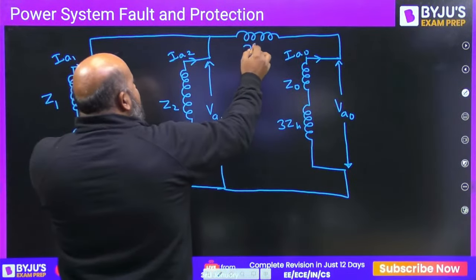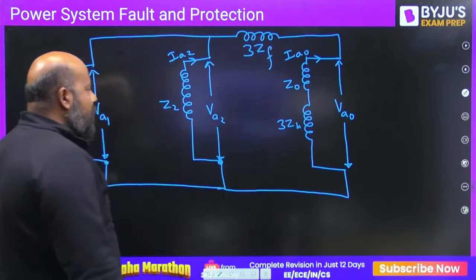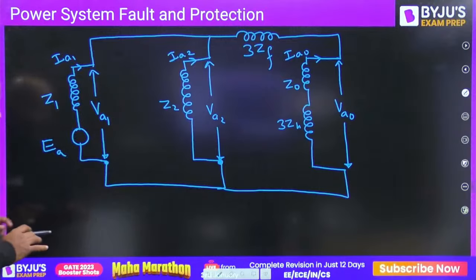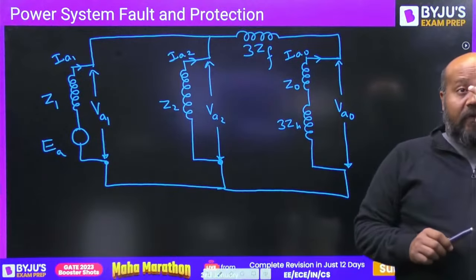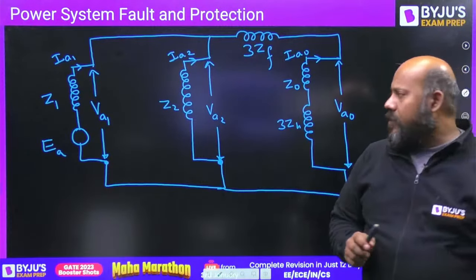This is 3 times ZF. This is the most generalistic sequence network for the double line to ground fault when the fault impedance is also present and neutral impedance is also present.